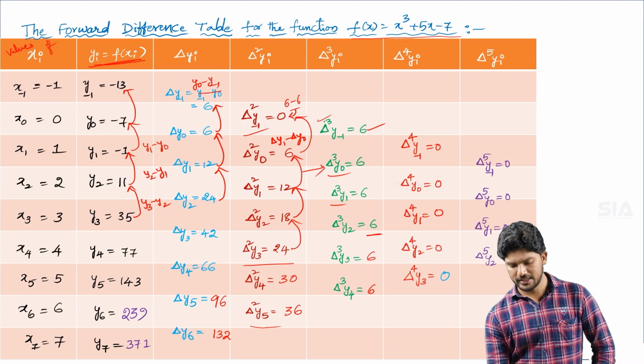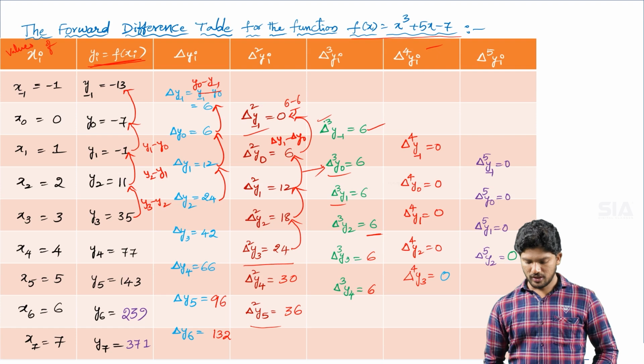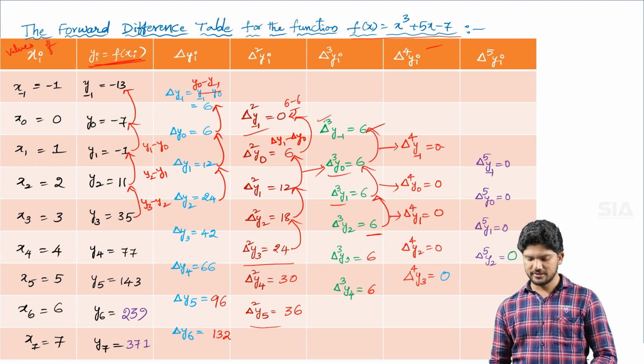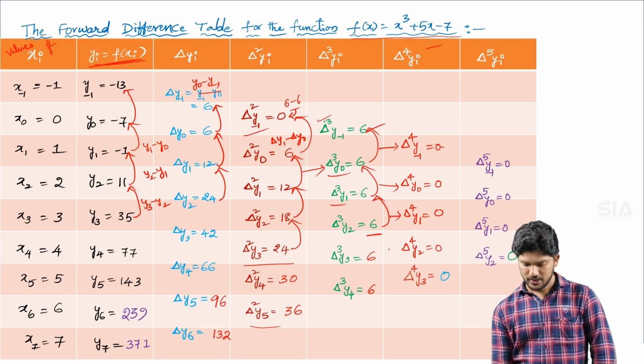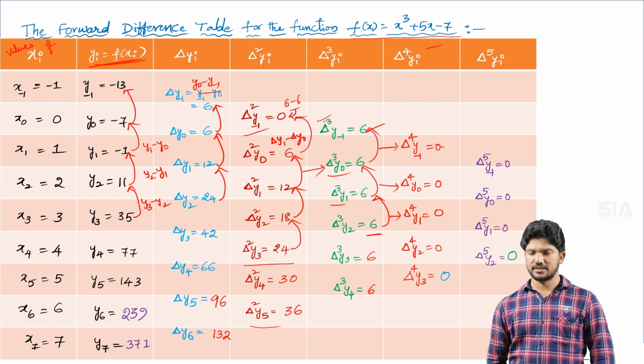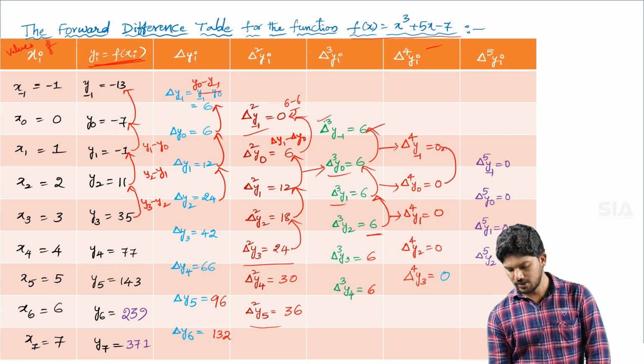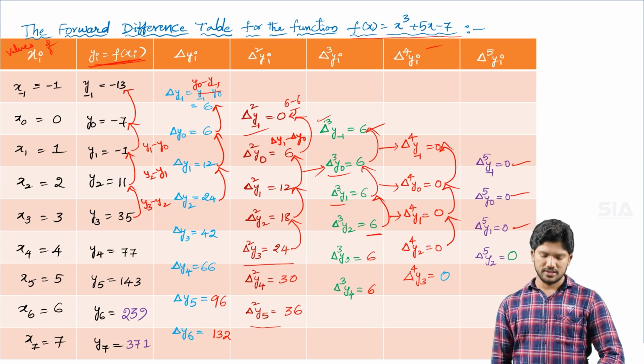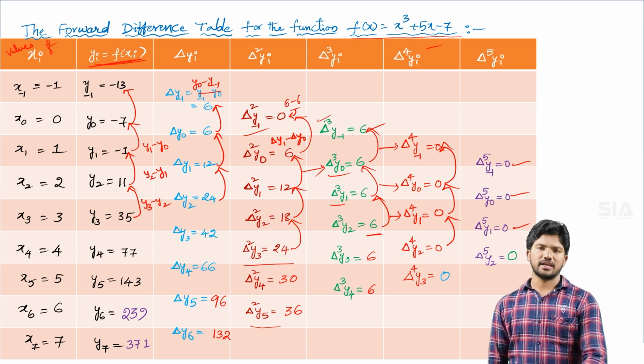Next, the fourth order forward difference operator: in this one, 6 minus 6 is 0. Here also 6 minus 6, 0. Here also 6 minus 6, 0. Next we can also write 6 minus 6 equal to 0. Next, 0 minus 0 is 0, and 0 minus 0 is 0. So this is the table for the given values.